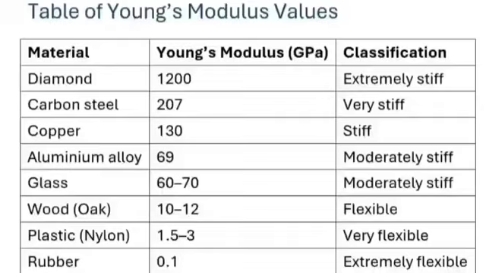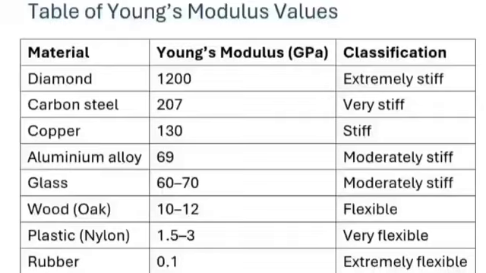The next one, carbon steel, has a Young's modulus of 207 gigapascal. This is also huge, so carbon steel is classified as a very stiff material. Then copper, 130 gigapascal. That's somewhat huge, so copper is a stiff material. Aluminium is 69 gigapascal. That's moderately stiff. Glass has a modulus between 60 to 70 gigapascal. That is also moderately stiff.